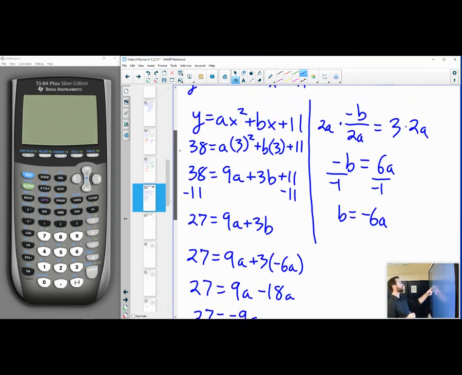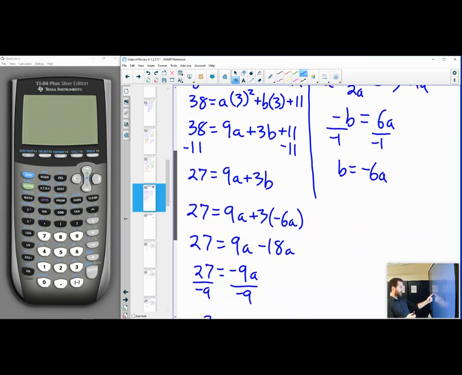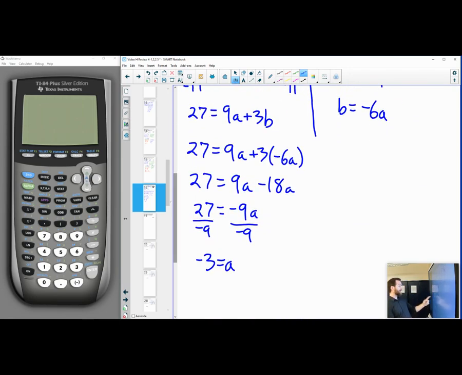And we can take that and plug it right into where our final answer is going to be. So it's negative 3x squared plus or minus something with x, because we don't know b, plus 11. And to find b, we can actually just take this a value and I would plug it in right there. I think that'd be the easiest way to find b. Not the only way, but the easiest in my opinion.